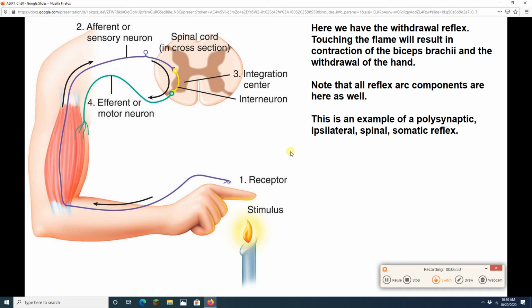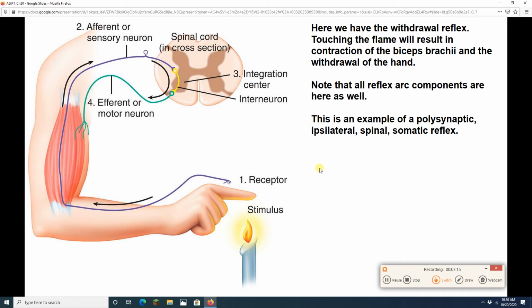One difference, though, between this and the stretch reflex that we just looked at is that this is a polysynaptic reflex. I have 2 synapses within my integration area. So more than one is many. Poly means many. This is a polysynaptic reflex. Okay, so we got 2 examples of reflexes so far.